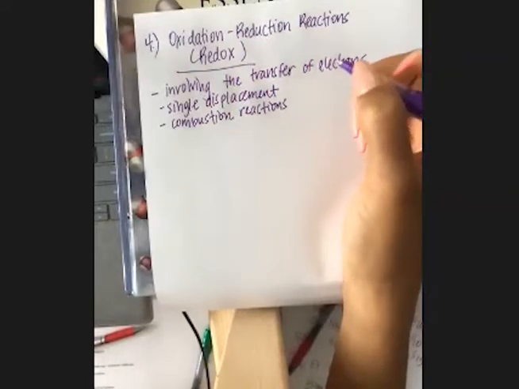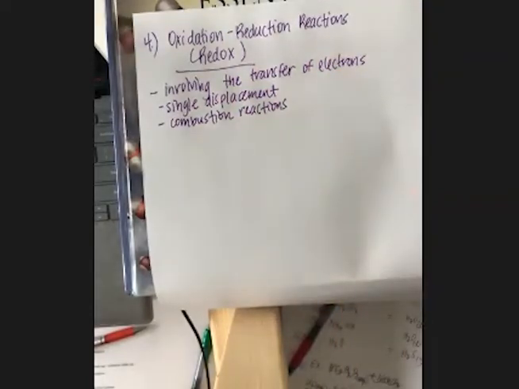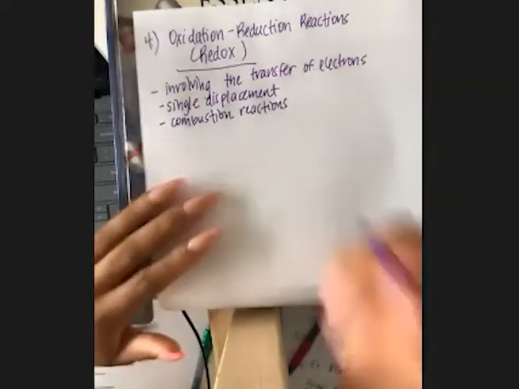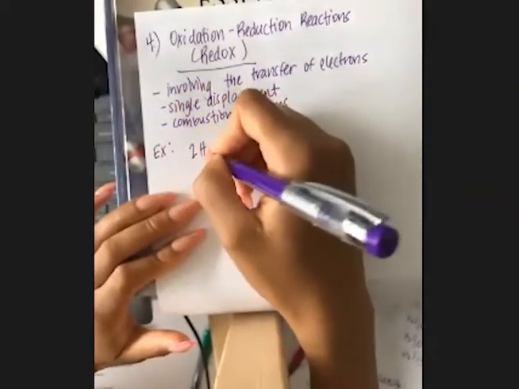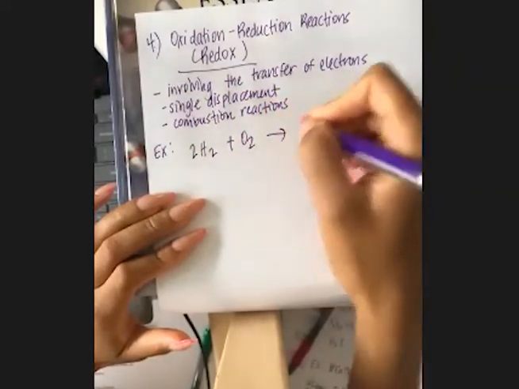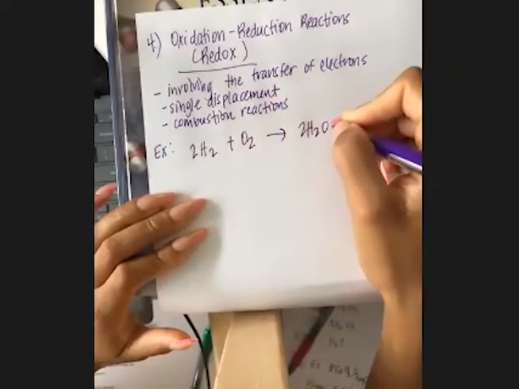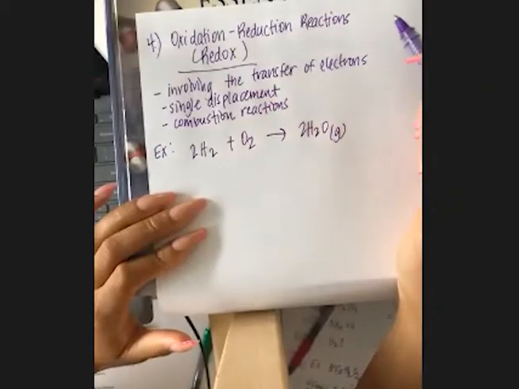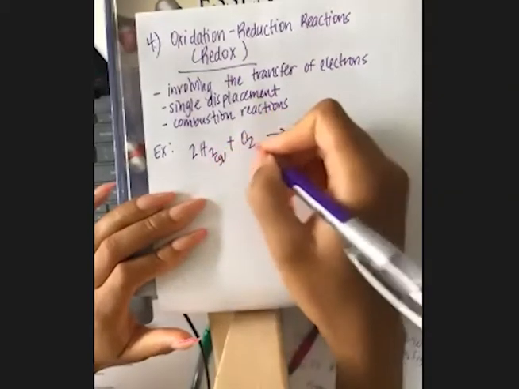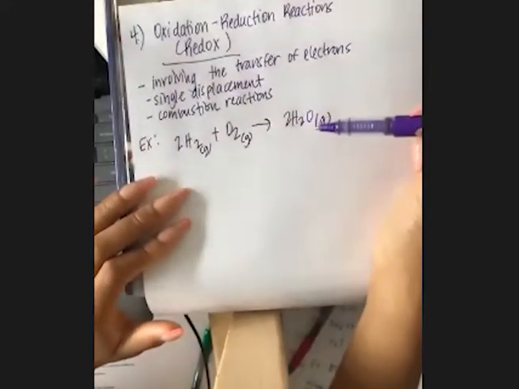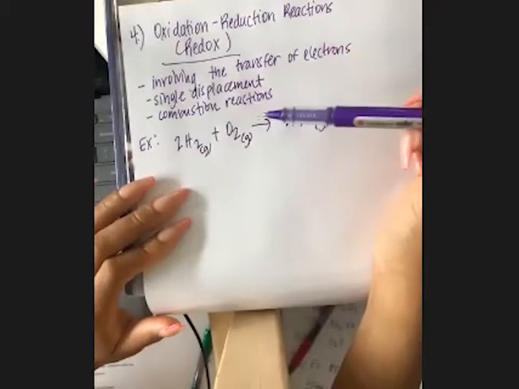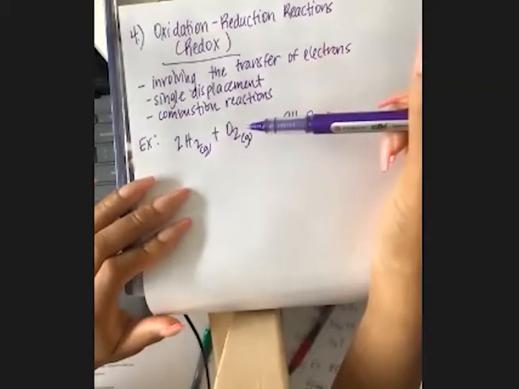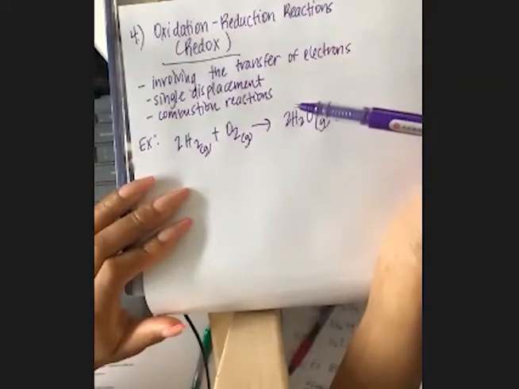Now, a lot of oxidation reduction reactions involve the reactions of a substance with oxygen. So for instance, an example would be hydrogen gas plus oxygen gas produces gaseous water. Let me put a G here, G here. This is considered a redox reaction. What ends up happening is electrons are being transferred from hydrogen to oxygen, and it forms a compound.